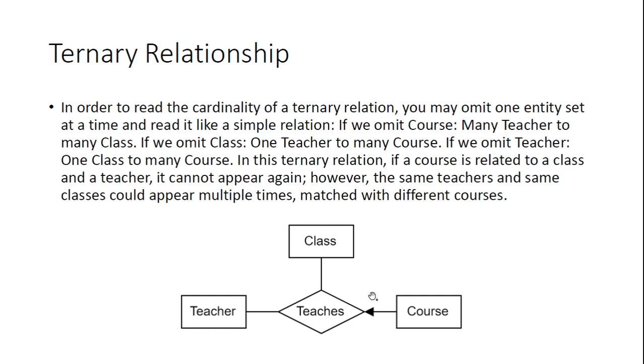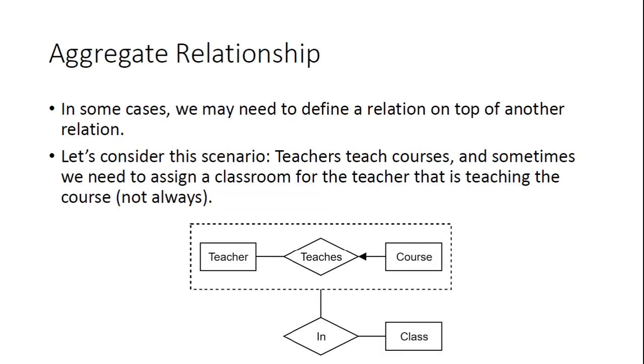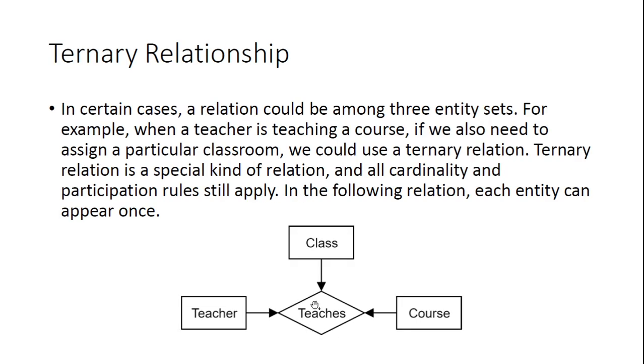But combining four different entity sets is not that common. So that's why the ternary relationship has a name, but the others do not. Another option is the aggregate relationship. With ternary relationships, in this example, we are always combining a teacher, a class, and a course.